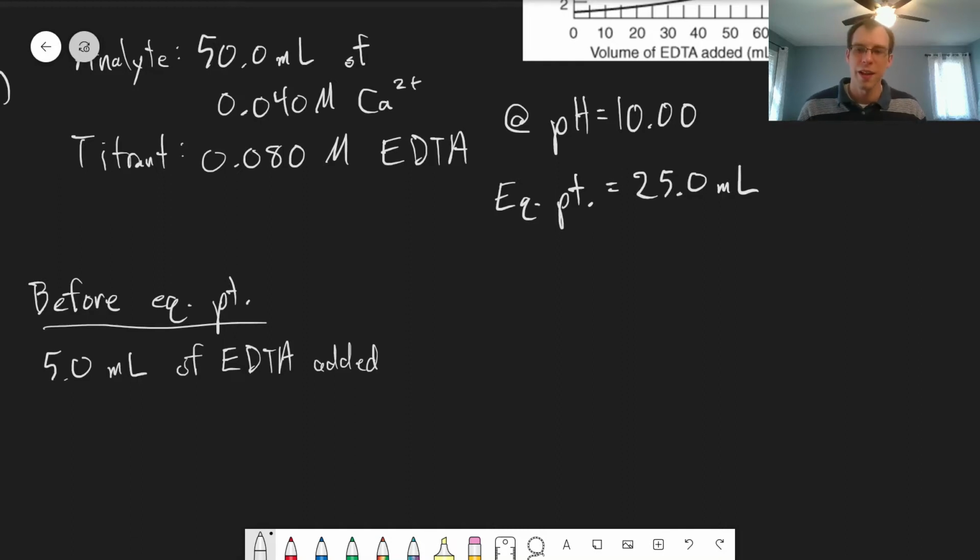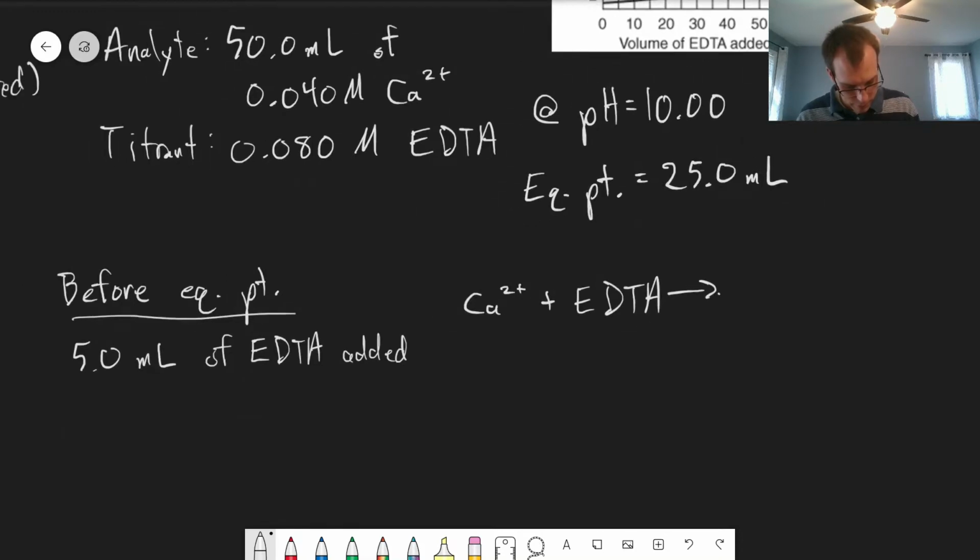So the first point we're going to look at is before the equivalence point, for example, 5 milliliters of EDTA added. How would we find what the pCa, the concentration of metal ion, is in solution? Well, we can first calculate the number of moles of calcium, then the moles of EDTA that are added, and then those just react. So we'll have calcium 2+ plus EDTA forming our complex. Right, that's ultimately what's going to happen here.